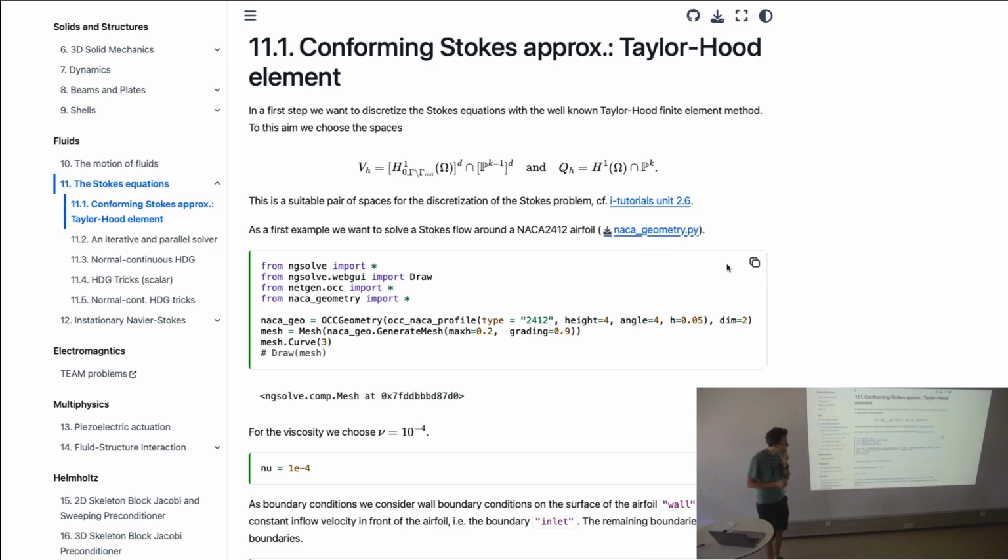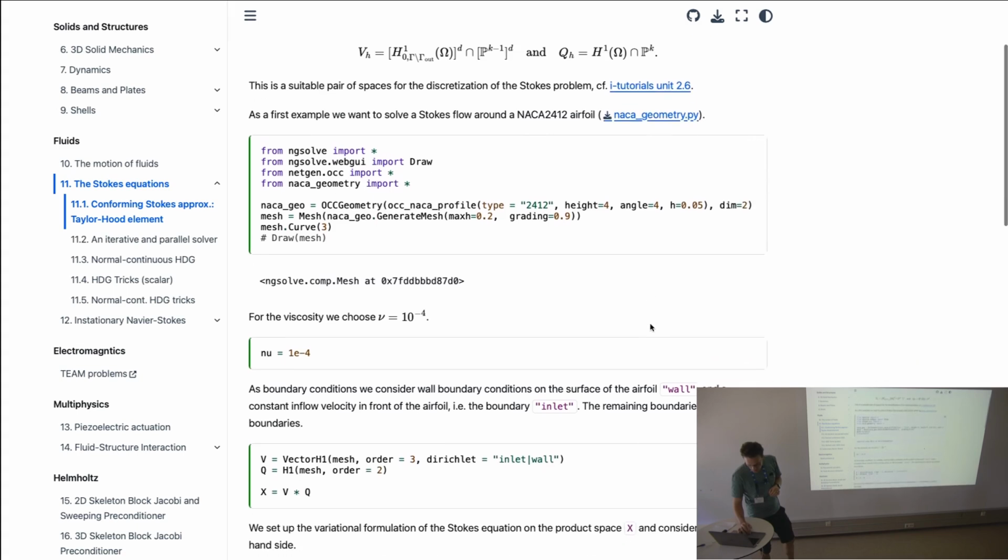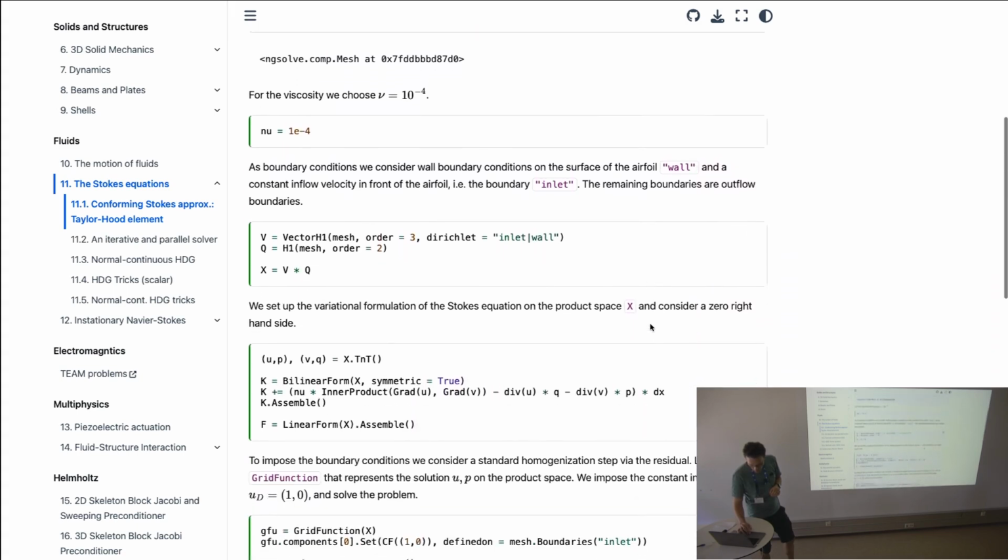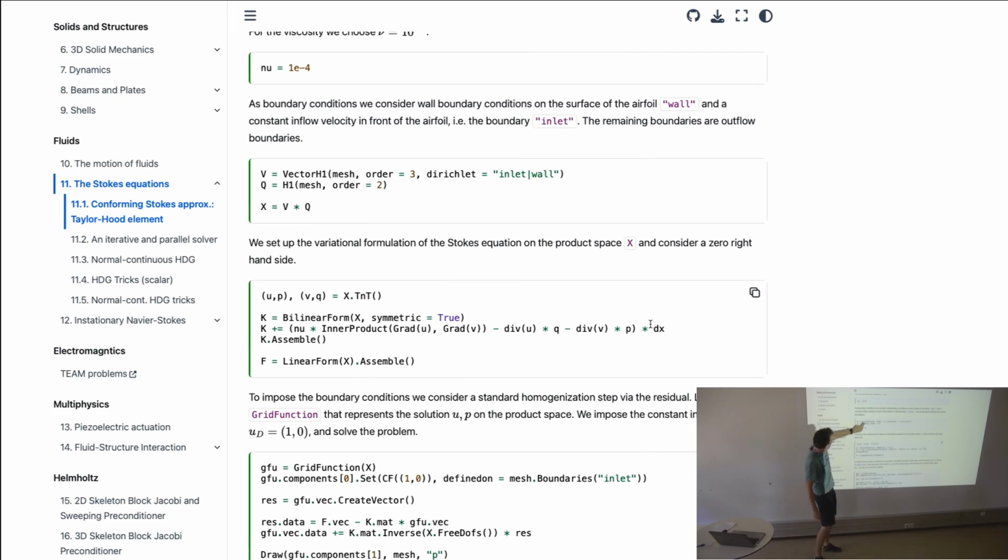And now we want to solve this for the first problem. So we take some not too trivial geometry. This is a NACA airfoil. There's a large set of different airfoils that you can set up. And then we want to set up the problem. You get the vector valued H1 space, order 3, and pressure space, order 2. So here is correct: we have higher order for the velocity than for the pressure. And you set up in the usual manner the corresponding bilinear form K, consisting of the A block and the two B parts that we have here. Okay, then you solve for this.